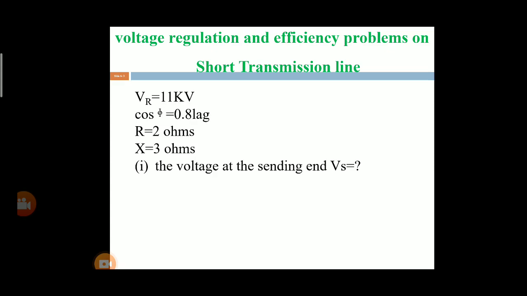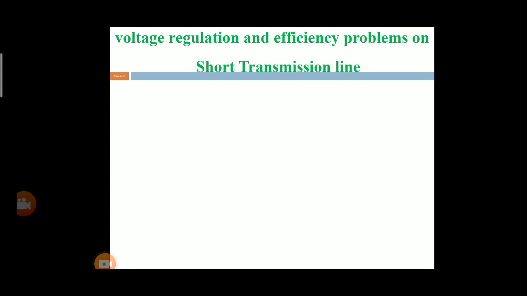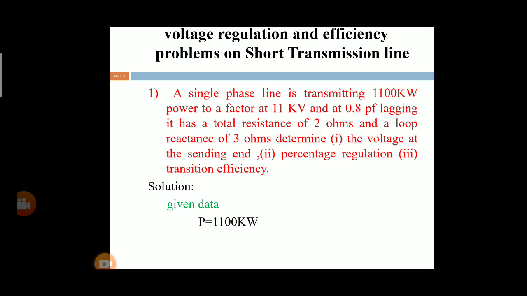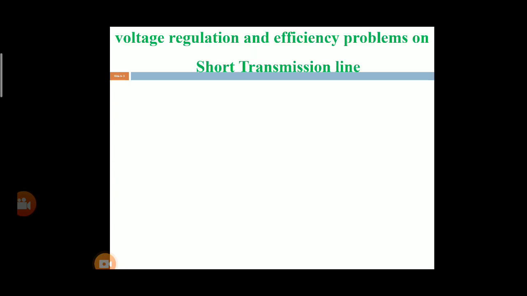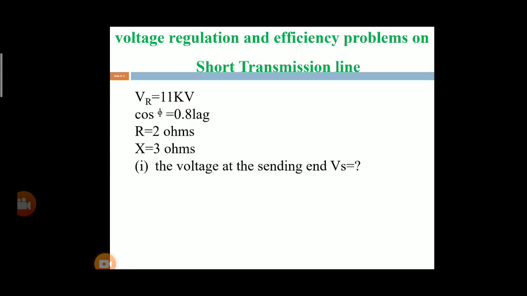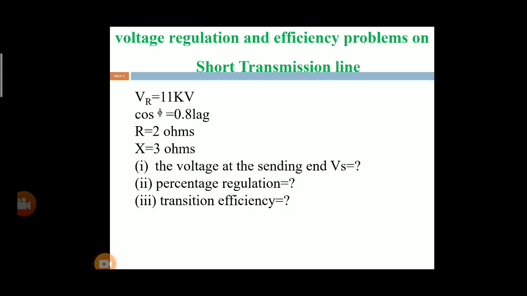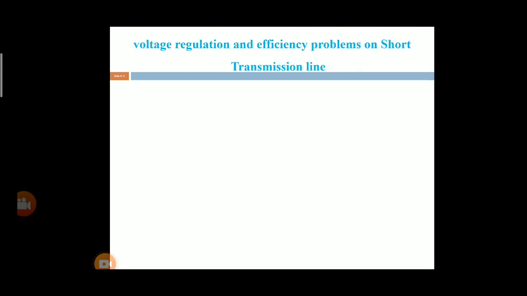Then we determine, first, the voltage at the sending end, that means Vs. After that we determine the percentage regulation. Next we determine the transmission efficiency. These three terms we will determine.